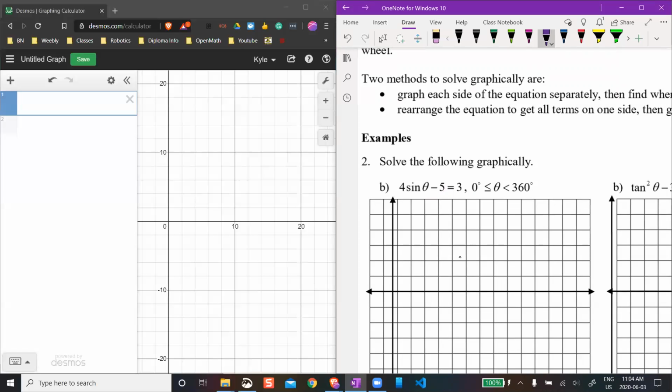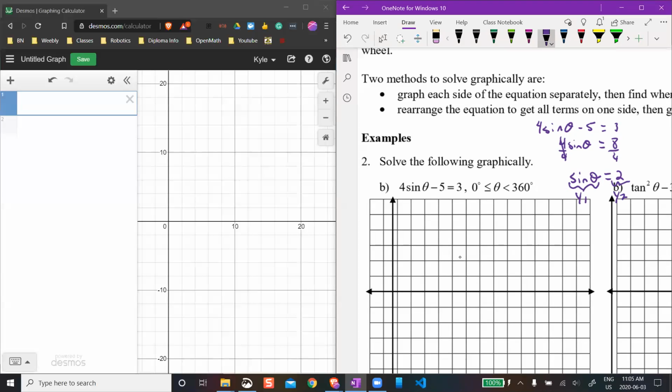I could write it like this. So if I started off with 4 sine theta minus 5 is equal to 3, I'm going to do a little bit of algebra. I'm going to add 5 to both sides. So I get 4 sine theta is equal to 8. And then divide by 4, divide by 4. So you get sine theta is equal to 2. This will be nicer, right? I'm going to graph this as my y1 and this as my y2, right? That'll be kind of nicer to look at too.